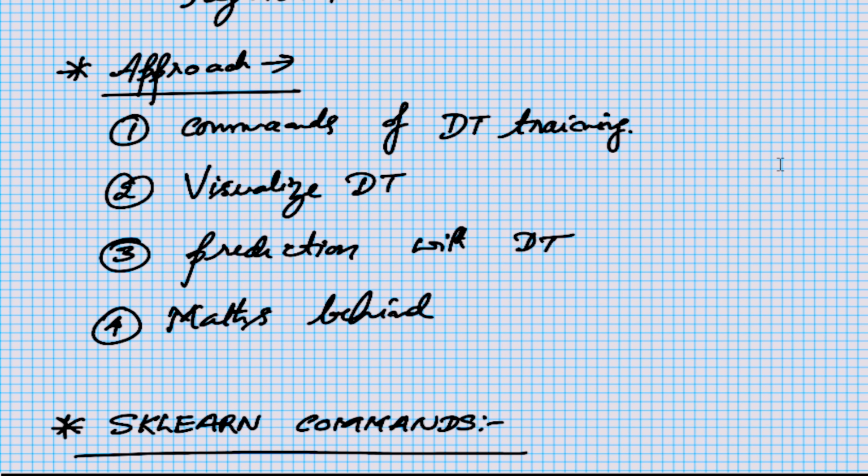So our approach to learn the whole process was initially divided into 4 parts. First we'll be looking at the commands. That's what we have seen. Then we'll be discussing the visualization part, how a tree looks like, and how to visualize that. Once that is done, the prediction happens, and we'll be seeing the prediction mechanism. Then the maths behind the whole process. This approach was used to learn the whole concept of the decision trees.